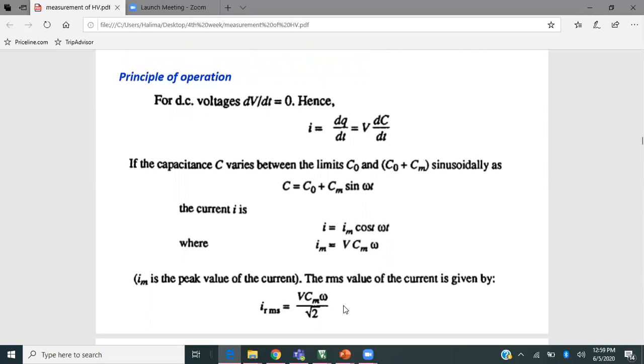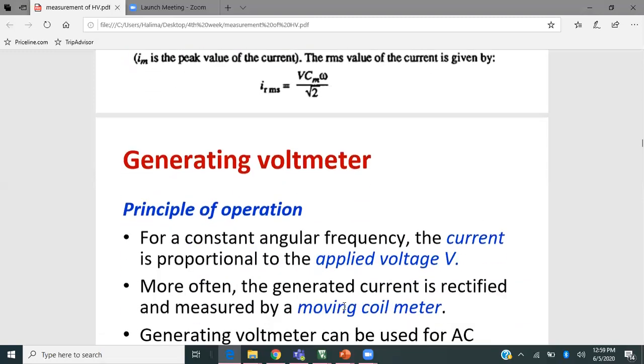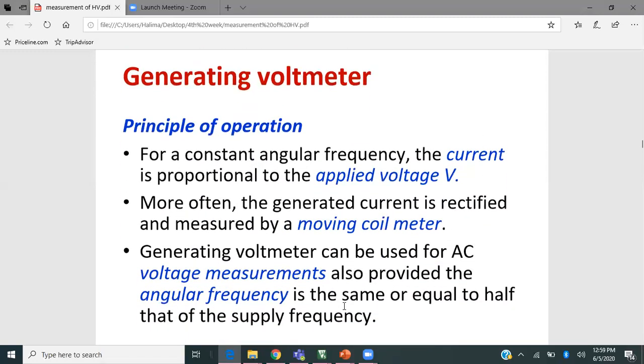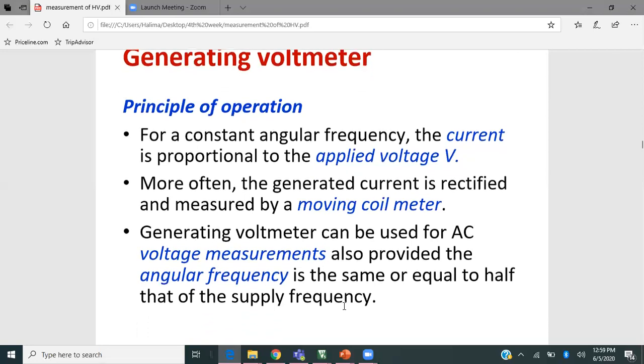Similarly, for the principle of operation with a constant angular frequency, the current is proportional to the applied voltage as given by the equation, and the generated current is rectified and measured by a moving coil meter. And you can say the generating voltmeter can now be used for AC voltage measurement also, provided the angular frequency is equal to half that of the supply frequency.